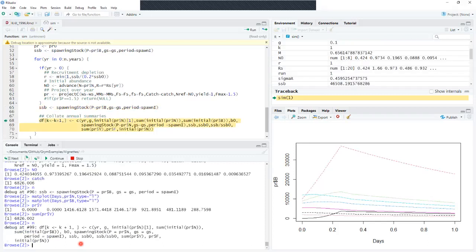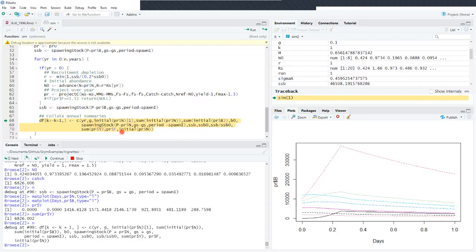So we store all of this stuff. We store some basic summaries. What year is it? What fraction of the catch were we trying to pick up? What was the recruitment? What was the sum of the initial abundances? Sum of the initial biomasses? A few other things, like what's the spawning stock, etc.